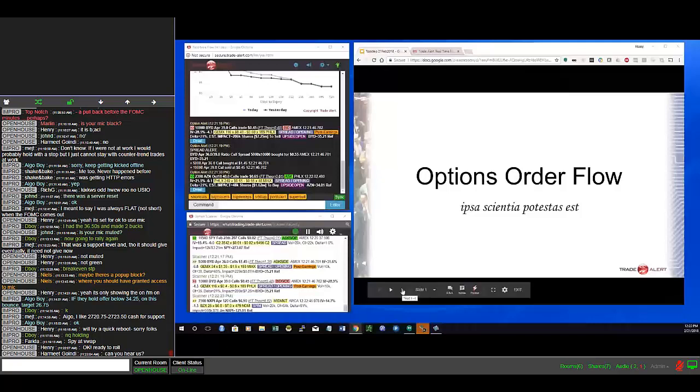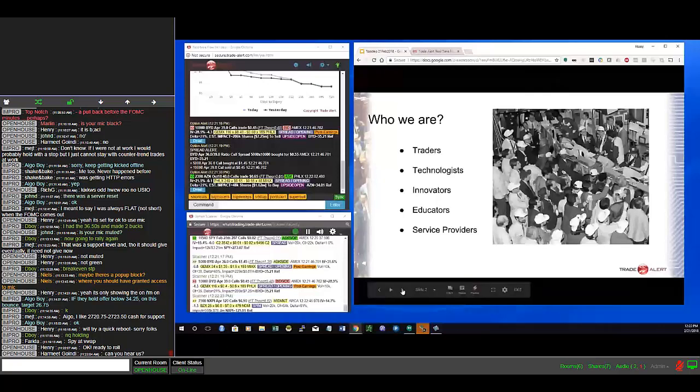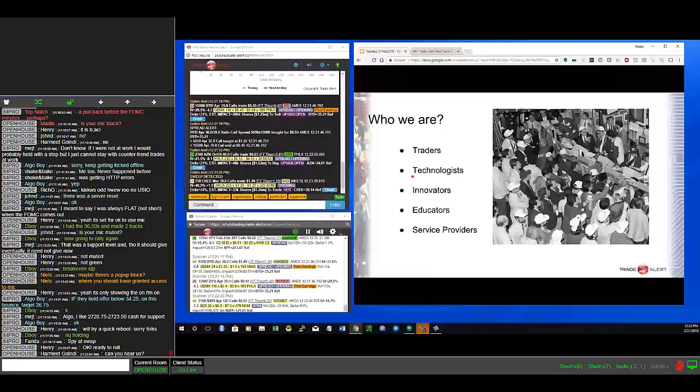To improve any kind of trading. So who we are is a company made up of traders, technologists, innovators, educators, and a service provider. We provide these tools primarily to the options community, although we do have stock and futures users as well.